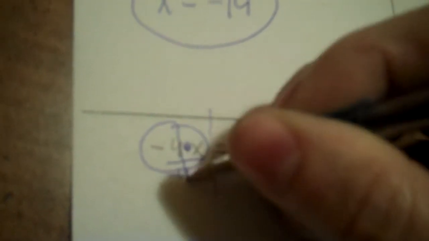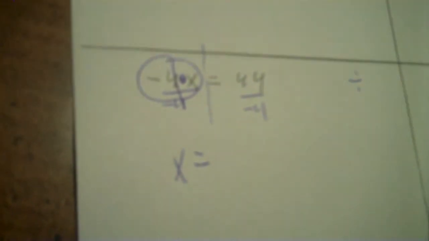Then over here, negative 4x equals 44. So again, there's no parentheses. This is my only x. So you have multiplication here, so you want to highlight your multiplication. And then you're going to divide. So divide by negative 4, divide by negative 4. 44 divided by negative 4 is negative 11.